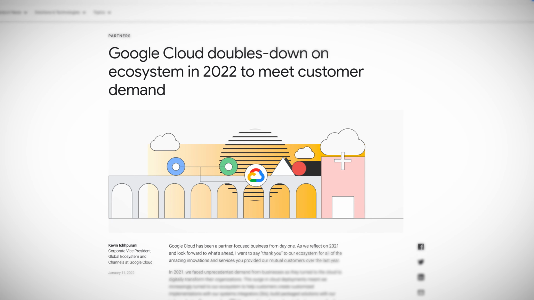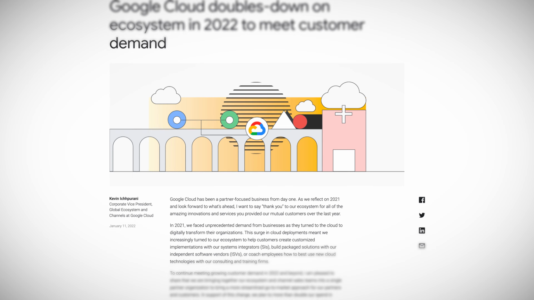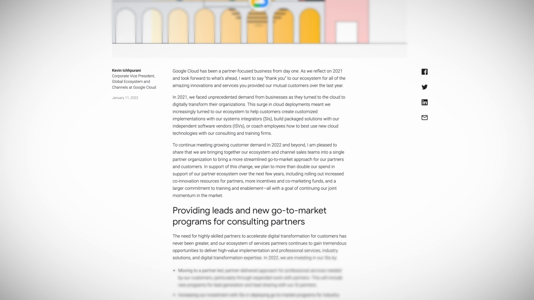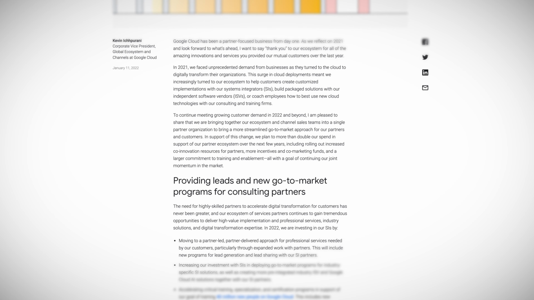Now, the rest of the announcement is more focused on partners, so you may well want to read that whole thing through if that's you. But highlights include new professional services lead generation and lead sharing programs, plus financial benefits for industry-specific solutions, cloud migrations, and resellers. And there's a bunch more too, with the key takeaway that Google is investing significantly in improving their entire partner ecosystem.